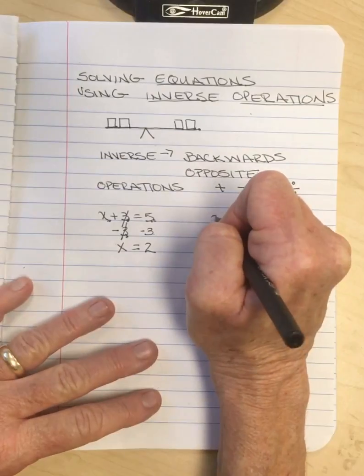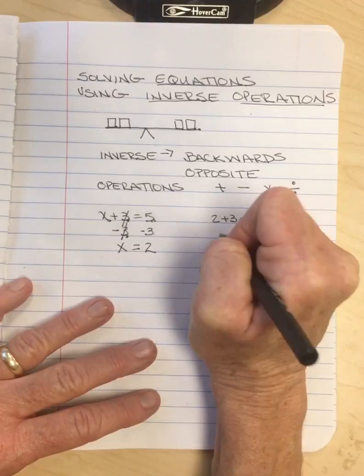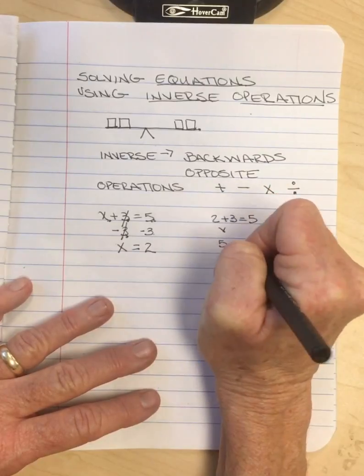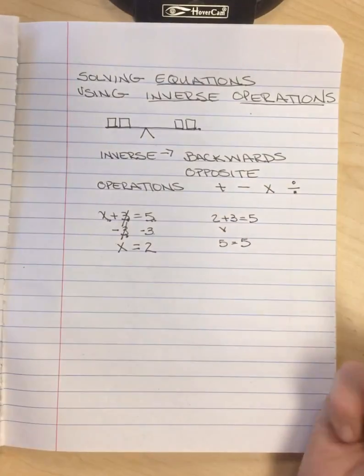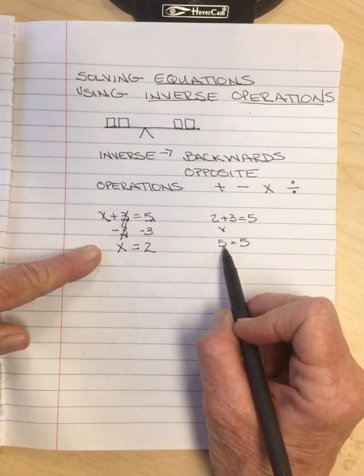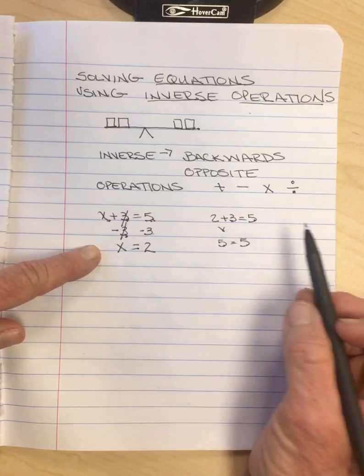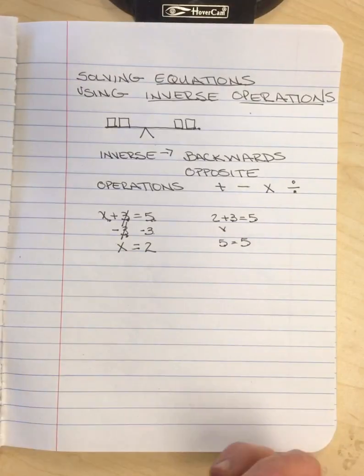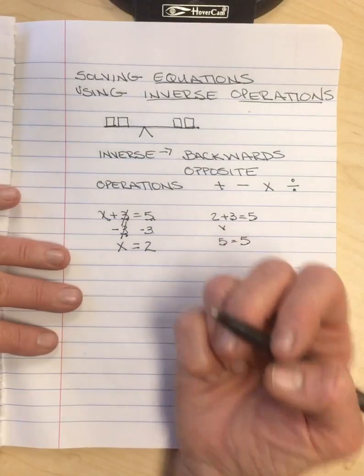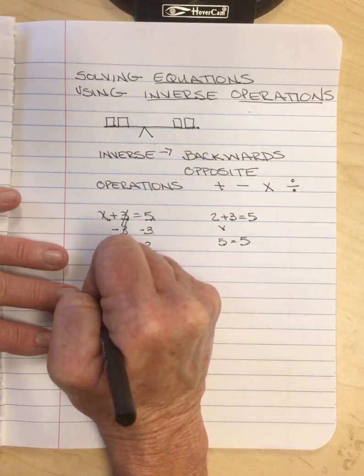And if I do my check, we know that that's correct. 2 is the unknown number that's going to balance this equation out. It's going to make this side equal to that side. So it's all about finding the balance. And what you do to one side, you have to do to the other side. Let's look at another problem.